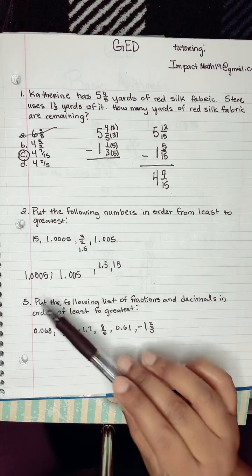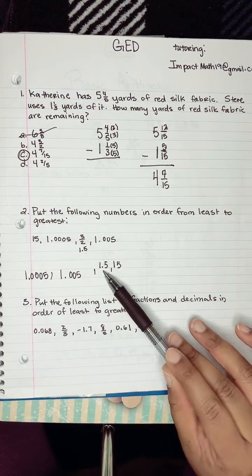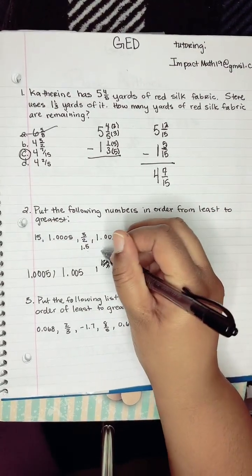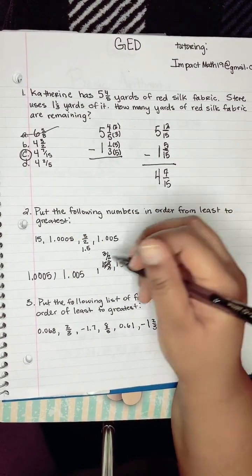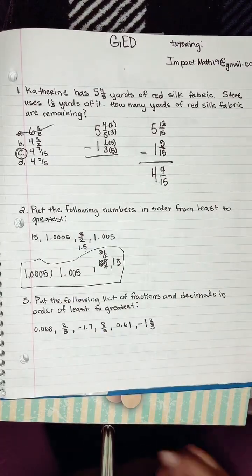Okay. So 1.005, 1.5, and then, we shouldn't put 1.5 here. We should really write 3/2, right? Because you got to keep it in that language. But that would be our answer.